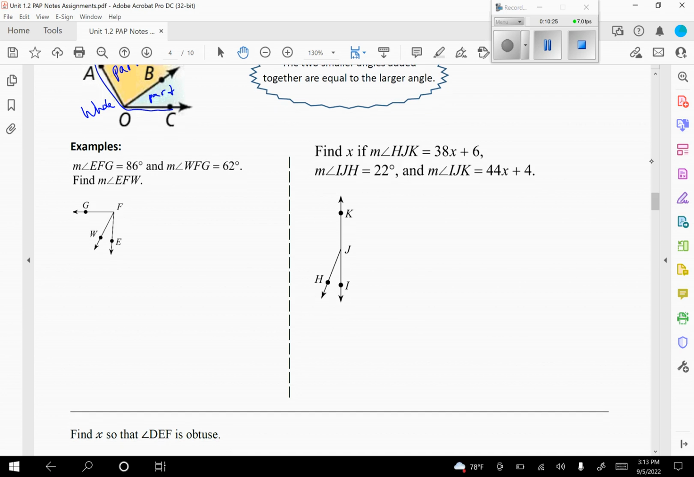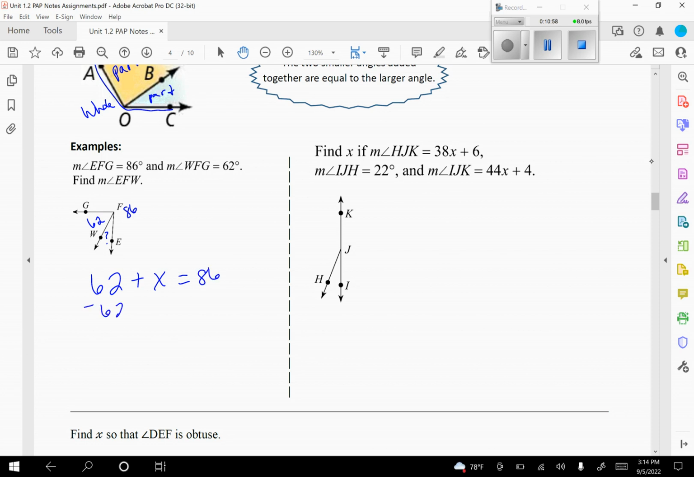It says the measure of angle EFG. Okay, so EFG, right away, I see that is the outside angle. So that's 86, so I'm just going to label 86 outside there. And it says the measure of angle WFG is 62. So WFG is this one over here. It's 62. And they want to know what is the measure of angle EFW. So basically we have 62 plus, we don't know, so I'm going to use x, equals 86.